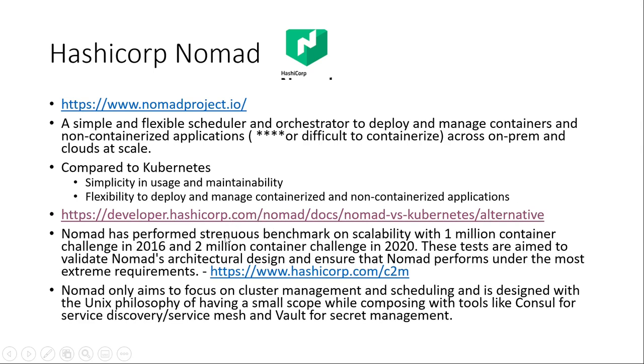Nomad has also performed strenuous benchmarks, with a 1 million container challenge in 2016 with around 5,000 nodes, and a 2 million container challenge in 2020. Details are there in this. Basically, Nomad has been proven to scale to 10,000 nodes and 2 million containers, while Kubernetes' record is around 5,000 nodes and maybe 3 lakh containers. Each one has its own advantages and disadvantages.